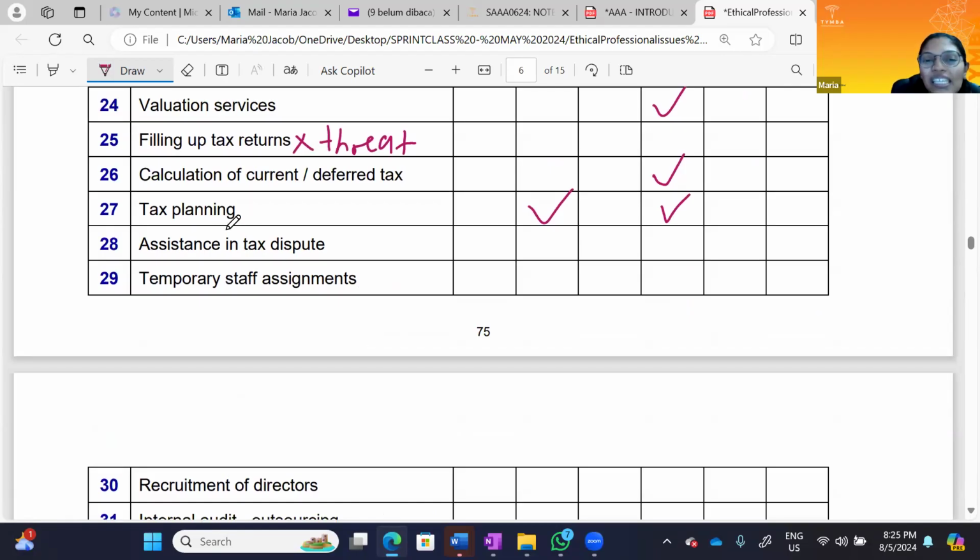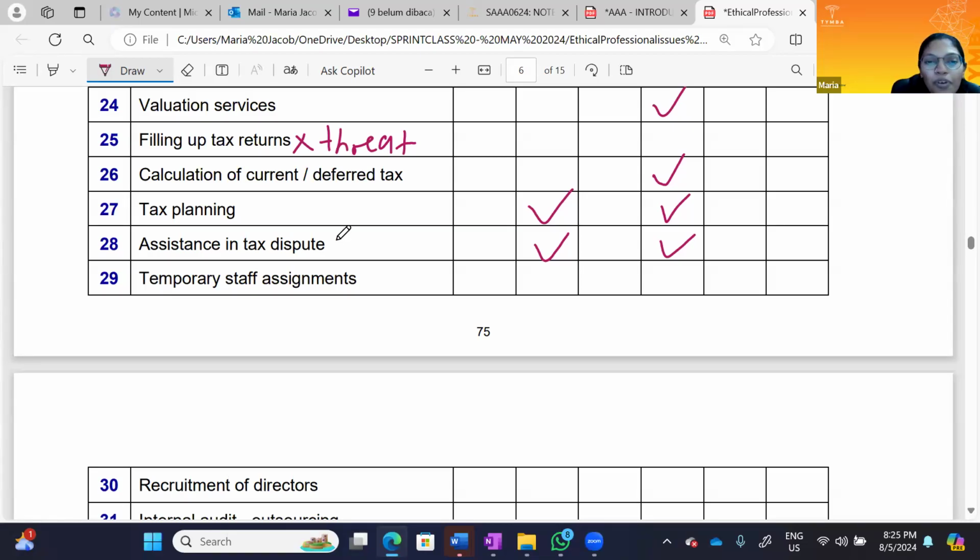Okay, so assisting in a tax dispute. Let's say the client is going through some kind of dispute with the tax authorities, and we go and assist them to solve the dispute. Then we will have an advocacy threat because we seem to be representing them. And we might have a self-review threat because we will come back and audit our own advice also.